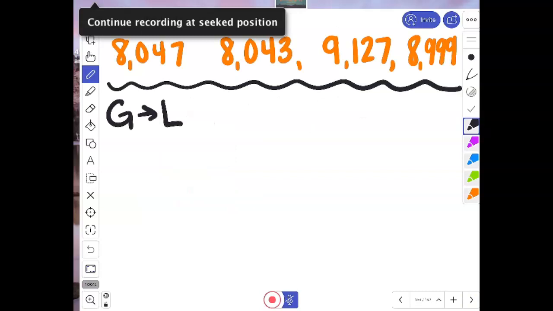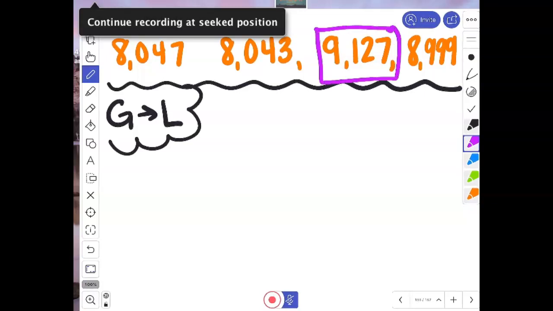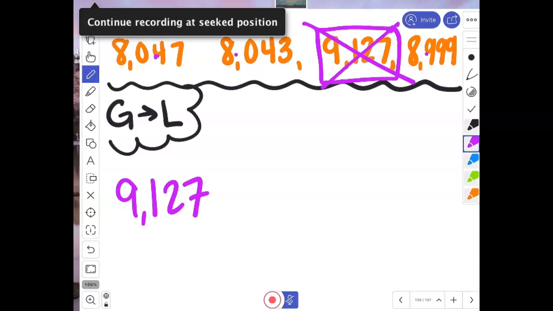Okay, another one. Oh, look, I have to pay close attention to my directions. This one says from greatest to least. Greatest to least. Now, I don't have to use the place value chart. Sometimes I can kind of organize myself with my numbers. I can see this is the greatest. It's the only one that has a 9,000. The other ones are all 8,000. So I can get that out of the picture right off the bat. 9,127.